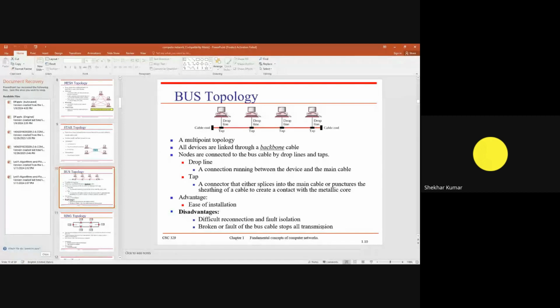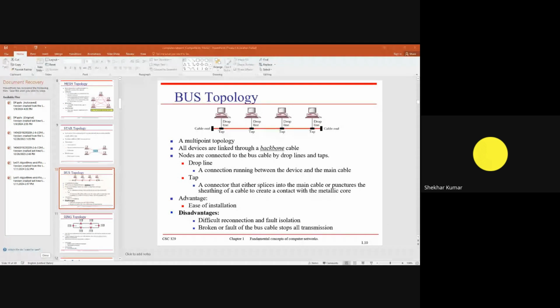Next is your bus topology. In this type of topology, every computer and all the network devices are connected to a single cable, a single bus. All the network devices, nodes are connected through a single cable.